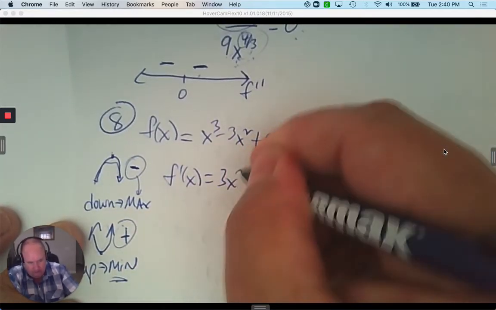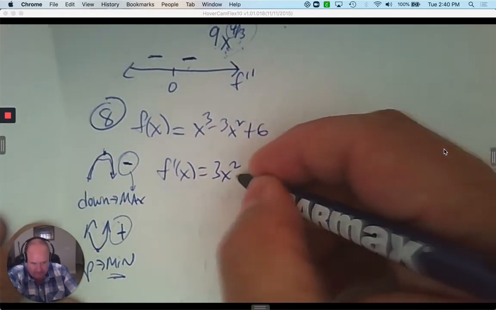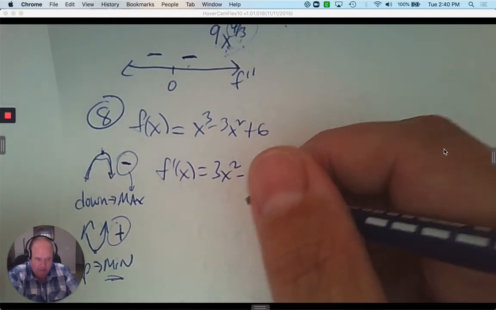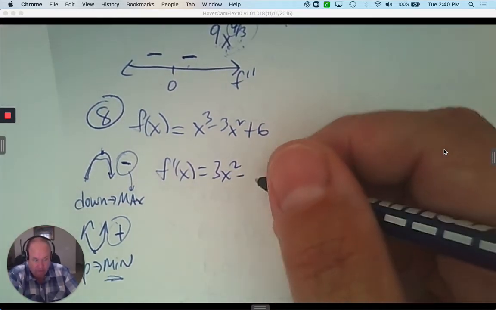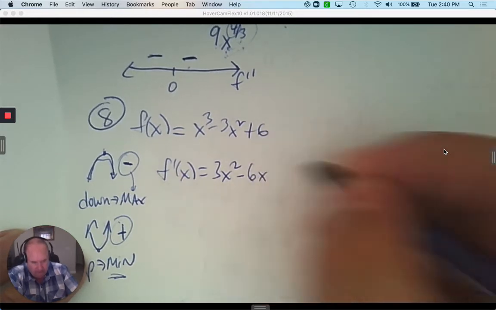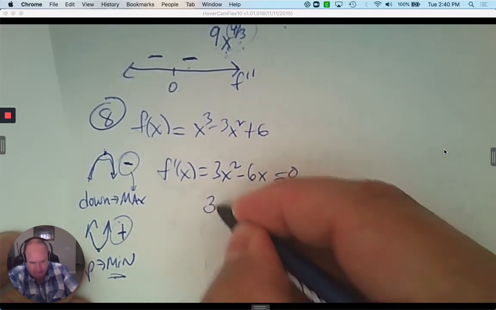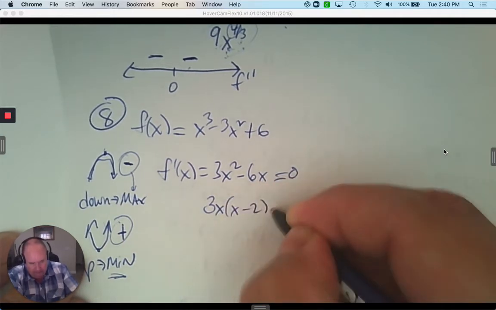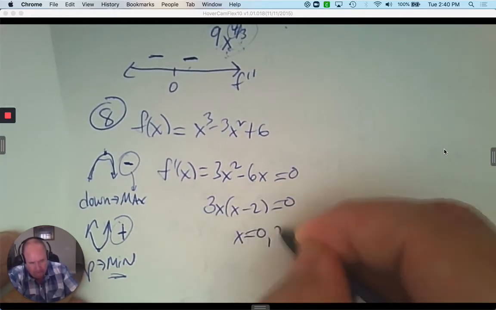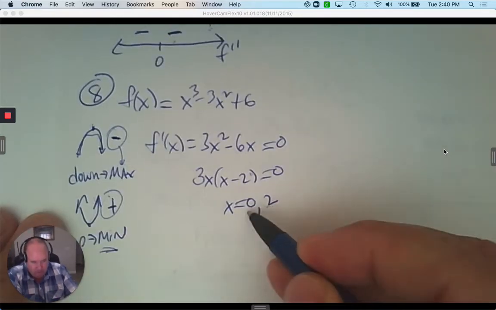Now we're finding the critical numbers for the first derivative. The extreme points are found with the first derivative, not concavity. But for the second derivative test, we test those points with the second derivative. So first derivative, 3x squared minus 6x, make it equal to 0. Solve it by factoring. Factor out a 3x and then solve it. The two answers are 0 and positive 2. Those are the critical values.